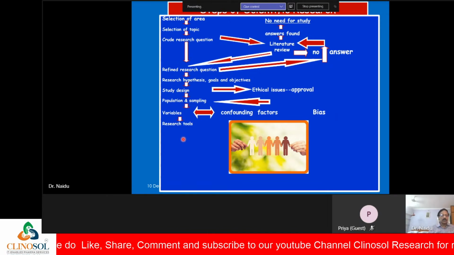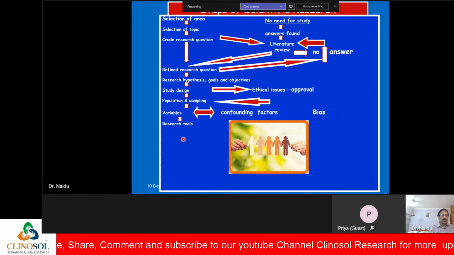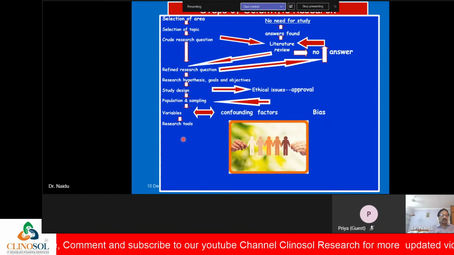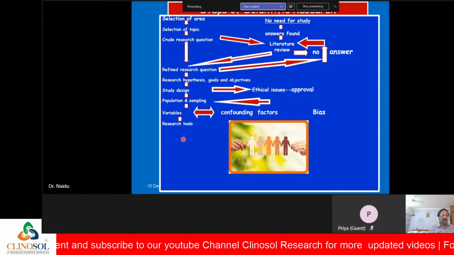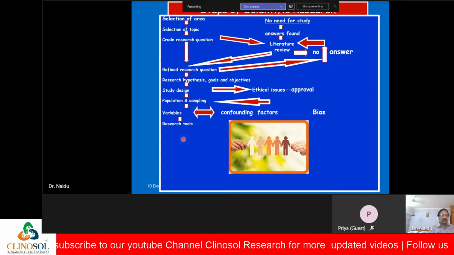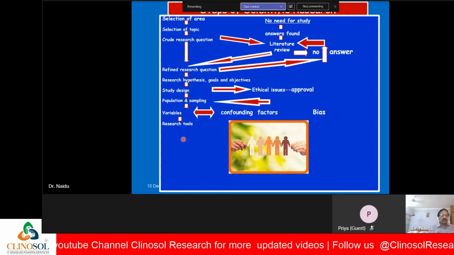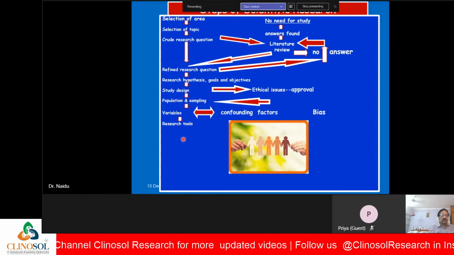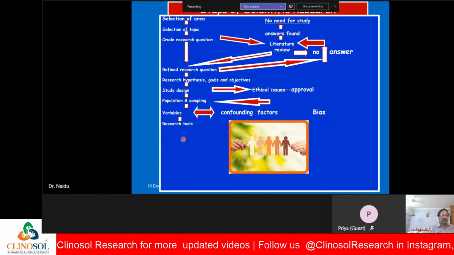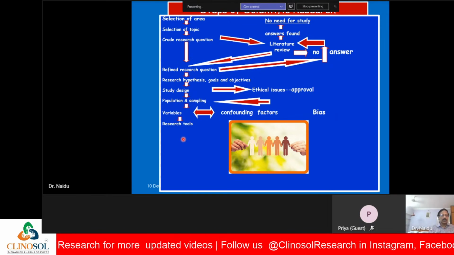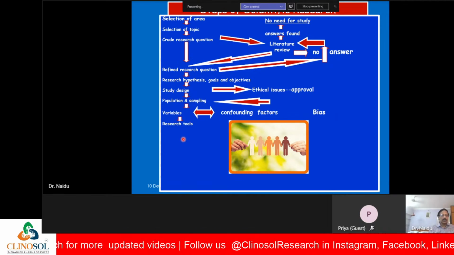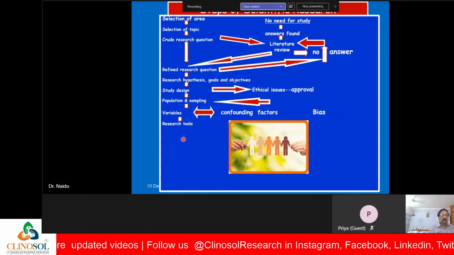Now, once you have decided that you want to do clinical research, the very important issue is how to select a research topic. What is the criteria for that? The priority of the research topic depends on several things. You may be thinking of so many things, but once you think of a particular priority, what you actually want to do.